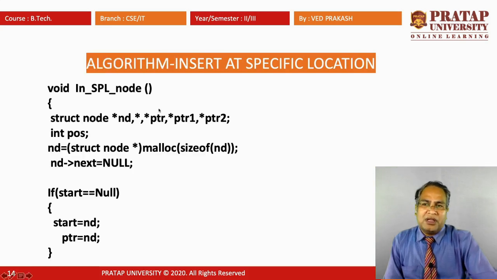To perform the insertion at a specific location we use this algorithm, which we call the insert SPR procedure, and we create these types of pointers. First we have to recognize at which position we want to insert the newly created node. So we take an int pos variable and first create the new node. After creating this node, we first set the next pointer of the new node to null, and after this we check the empty condition of the circular linked list.